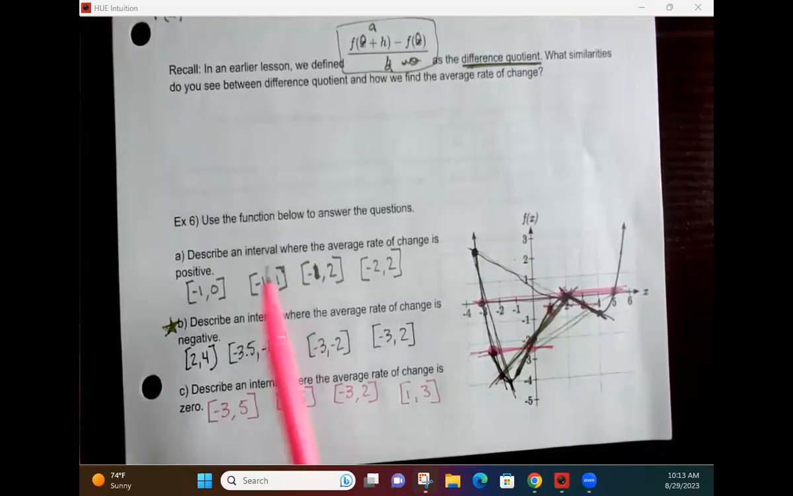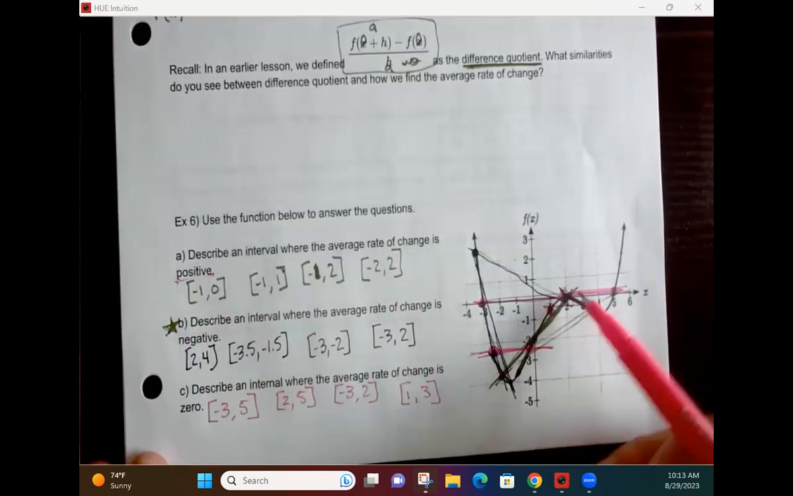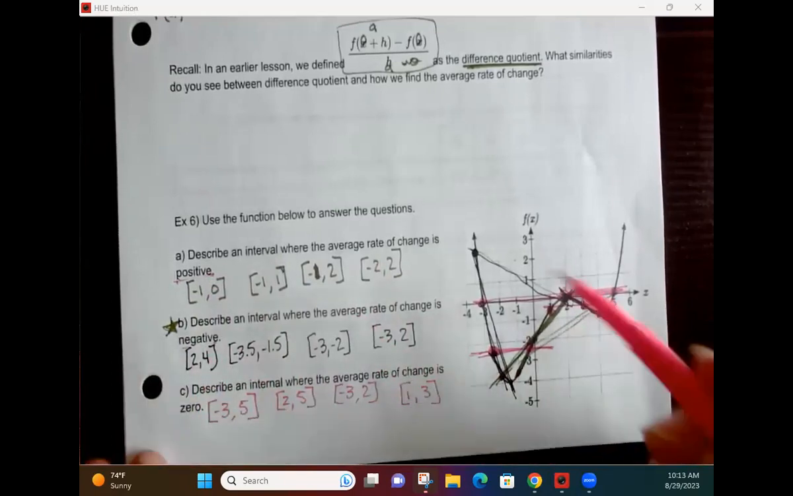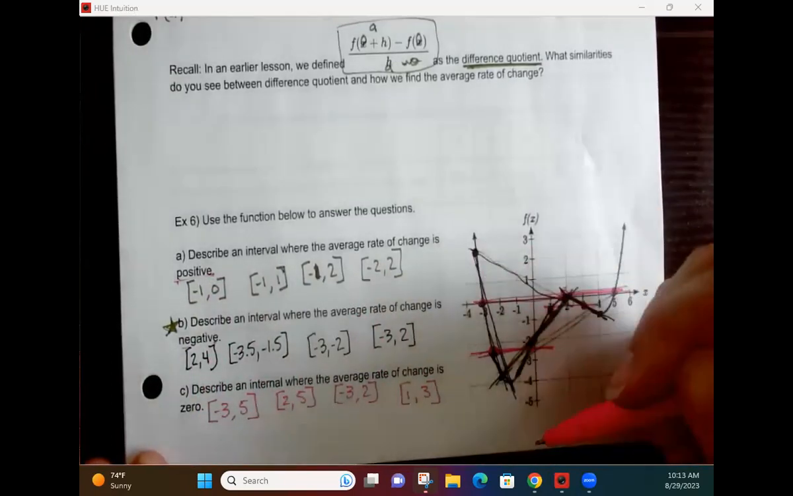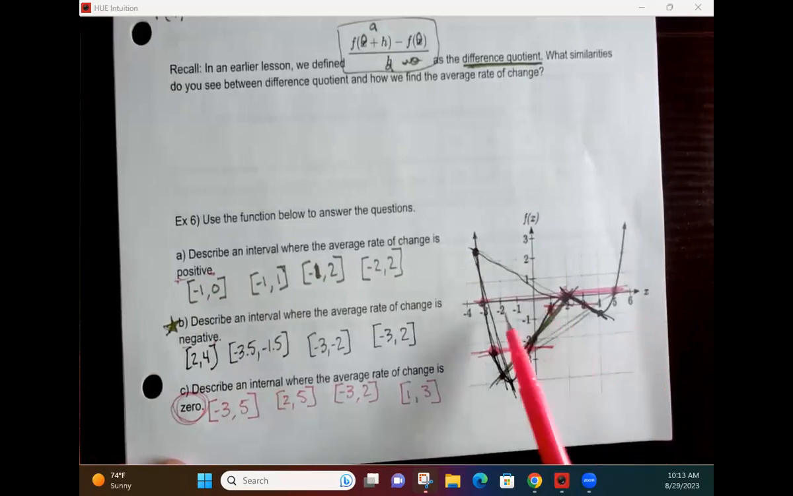So if I draw a line between those 2 points, there we go, positive slope. If I want negative, that means I draw a line between those 2 points and I get a negative slope. For no change, the average rate of change is 0. We'll just stick with 0 here. Horizontal line, right? Line with 0 slope.